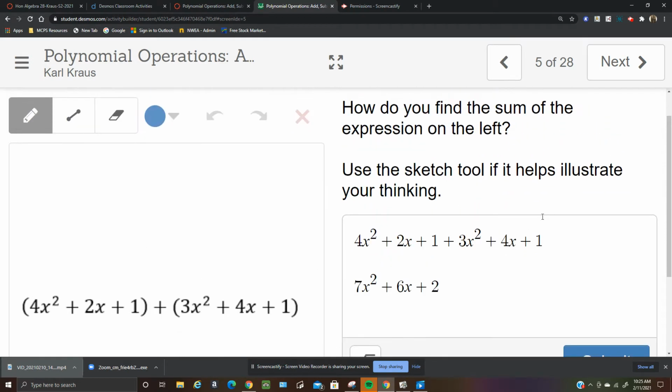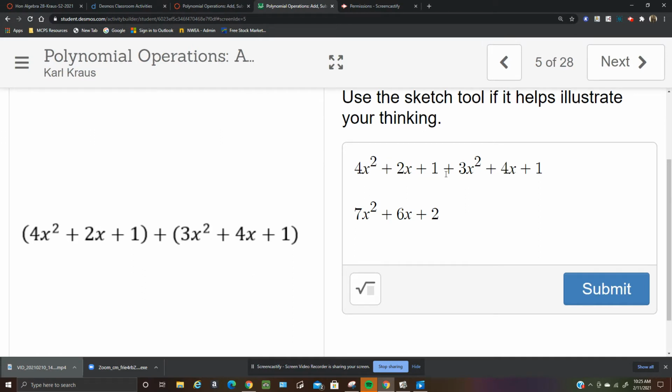So slide 5, you want to add these together. Just take away the parentheses and combine like terms. 4x squared plus 3x squared is 7x squared. 2x plus 4x is 6x, and 1 plus 1 is 2.